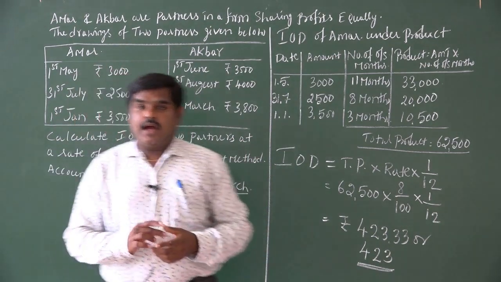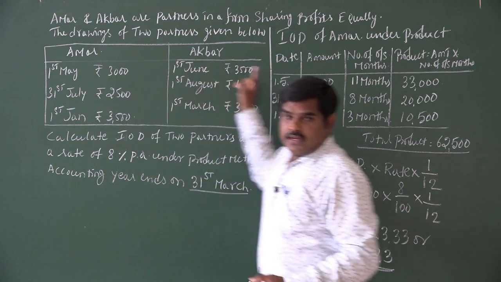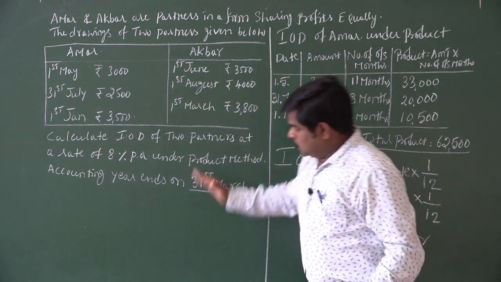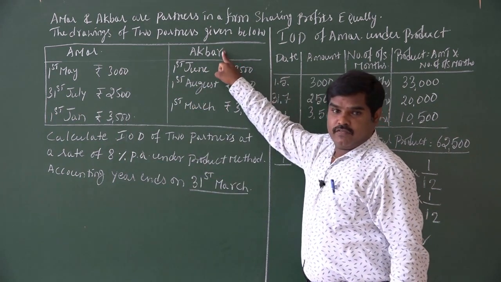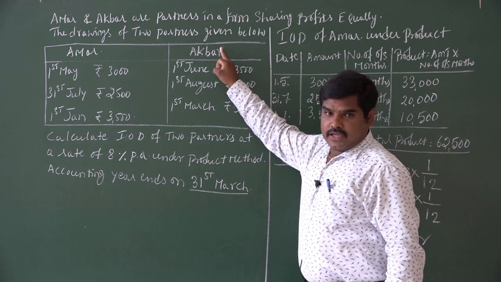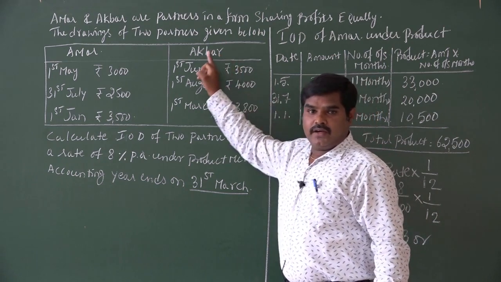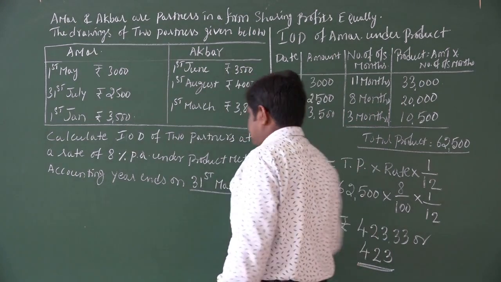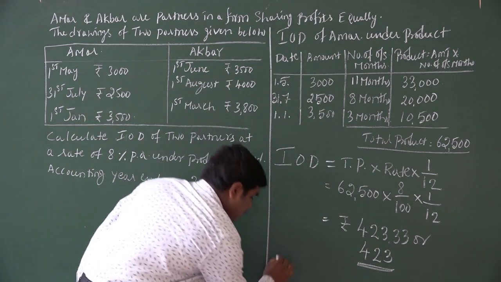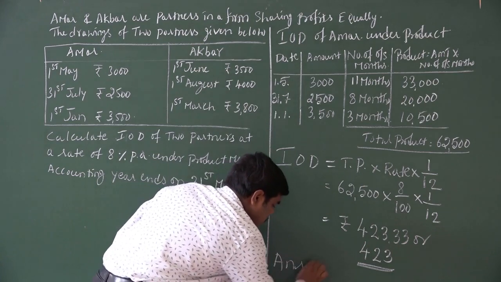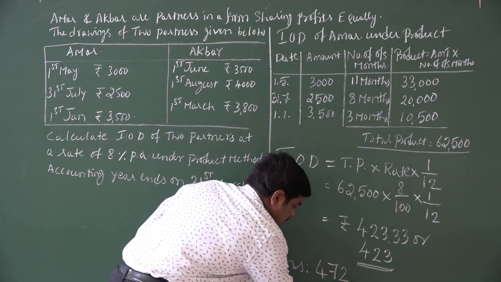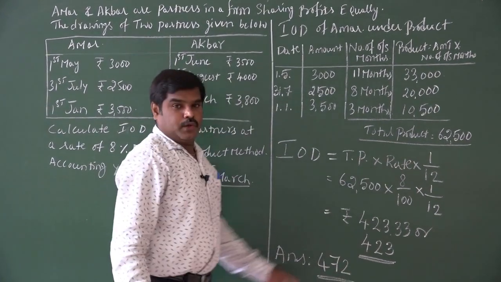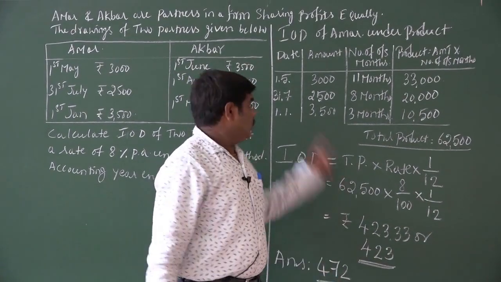Amar we have solved here. Like that, you continue and solve this for Akbar. Calculate for Akbar and find the answer. The answer you are going to get for Akbar is 472. You try this for Akbar.